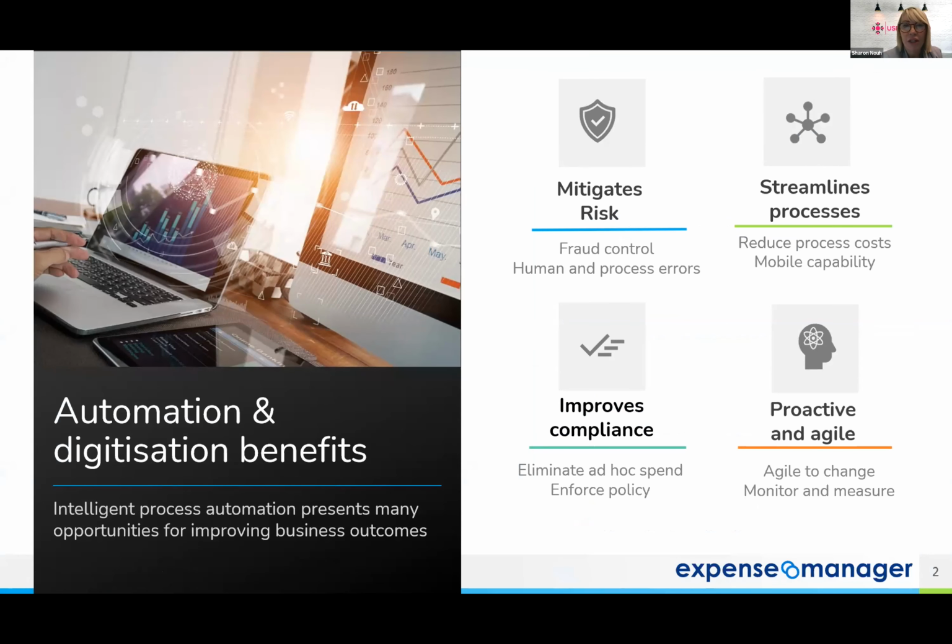So there are many opportunities today for enterprises with automation software. I'm going to discuss process automation for spend management and AP because that's what we do. Some of the major benefits that can be achieved are mitigating risk, fraud control, reducing human and process errors, streamlining the processes, enabling mobile capability, improving compliance, and also being agile to change, and to monitor and measure and be proactive when business landscapes change, particularly when we saw what happened last year.